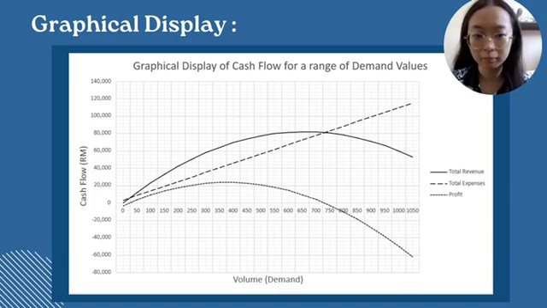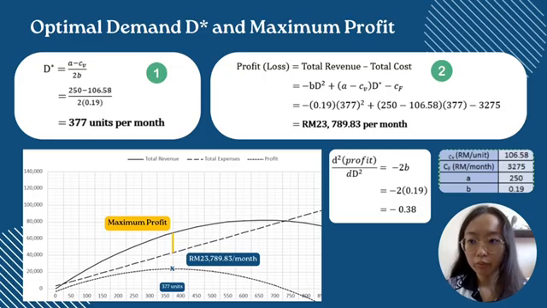So now we will move on to see how to calculate the optimal value of demand that maximizes profit. By using formula 1, we calculate the optimal demand that produces maximum profit by substituting the A and B values that we decided just now. The calculated optimum demand will be 377 units per month. Then we will use this demand value to calculate the maximum profit by using formula 2. And then the value will be 23,789 ringgit and 83 cents per month.